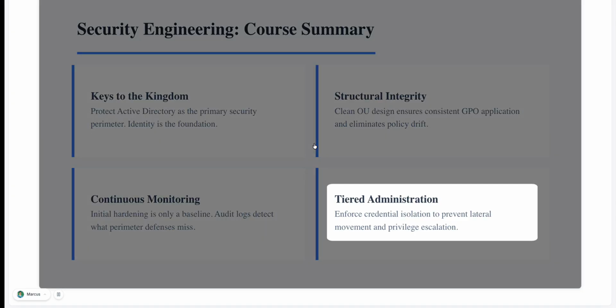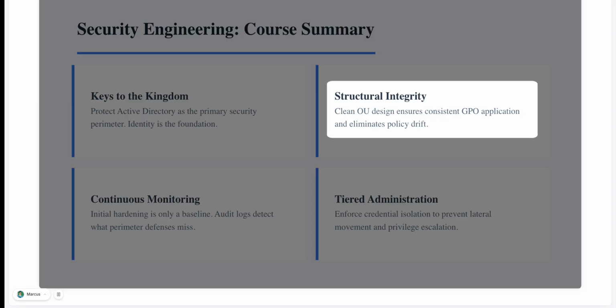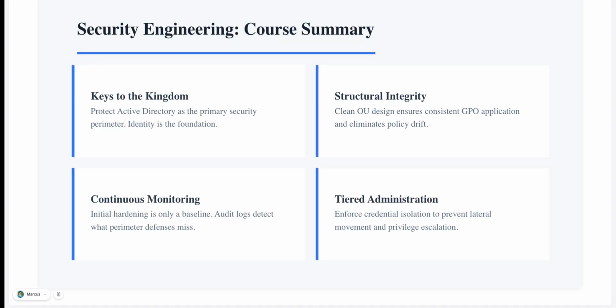Building directly on what we just covered regarding credential isolation, the tiered administration model is non-negotiable. By enforcing these boundaries, you effectively stop lateral movement and protect your highly privileged accounts from exposure in lower trust zones. We also discussed structural integrity. A clean OU design isn't just about being organized. It's about ensuring that your group policy objects and security controls are applied consistently without the ghost in the machine issues that come with messy legacy containers.